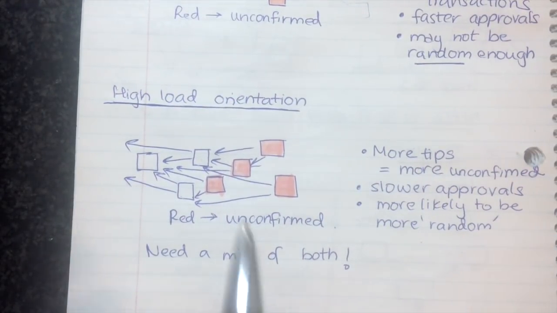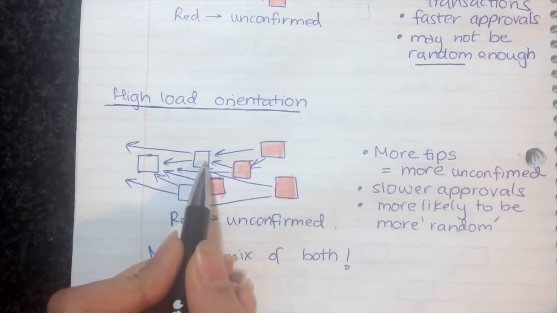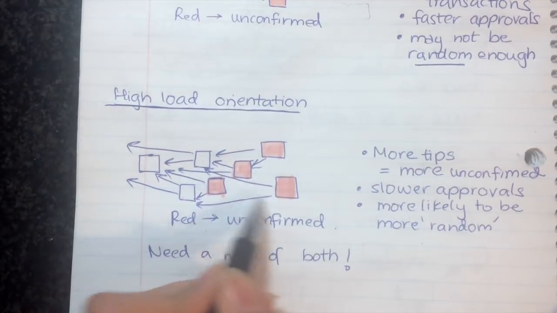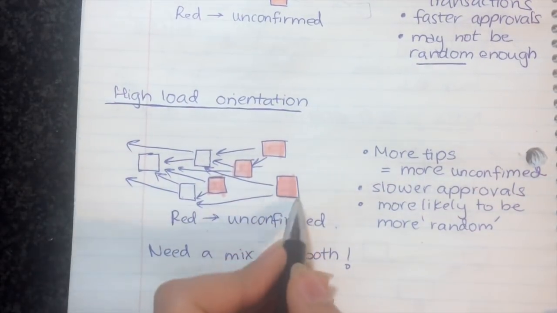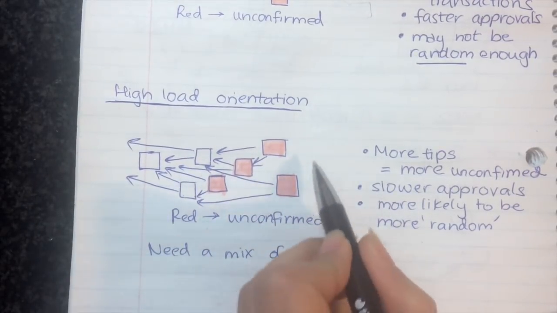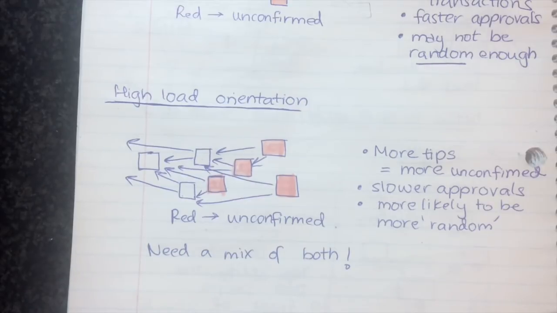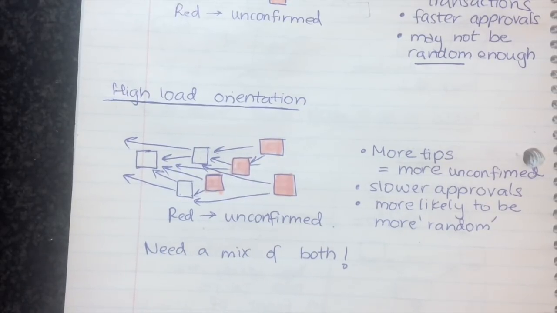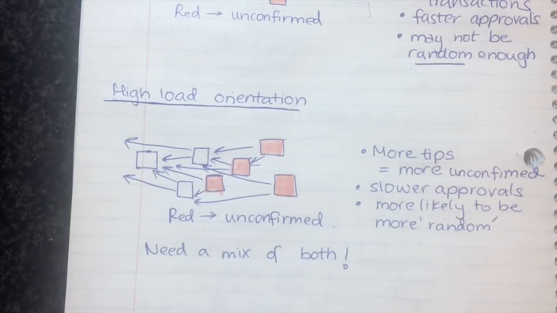In the high load orientation, you can see that already confirmed transactions are being re-verified and given more weightage by the new tips. The red shows the unconfirmed transactions. Now in this scenario, more tips are created. That means there are more unconfirmed transactions. This means that they have slower approvals, and it's more likely to be more random.